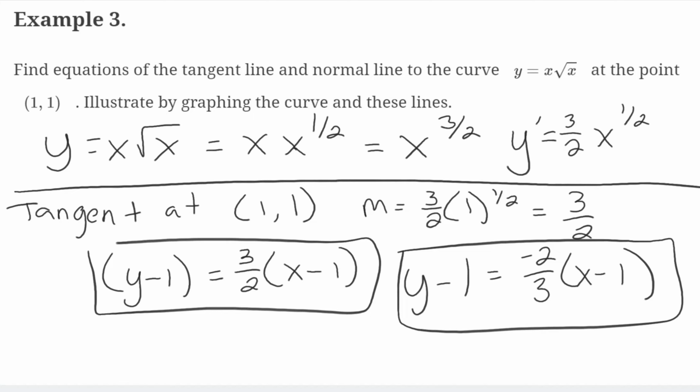So there's the normal one. You don't even have to do anything different. You just literally have to flip and change the sign of the slope. That's one of the very nice things about using the point slope form of the equation, because if you had it in slope intercept form, you'd have to actually recalculate it.